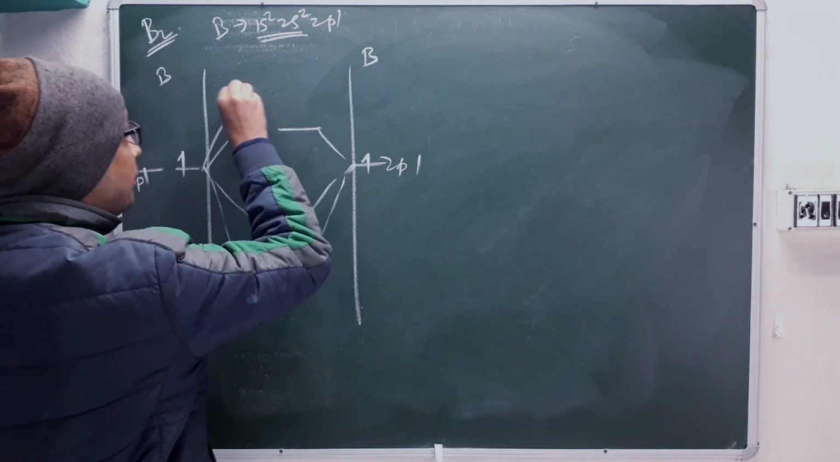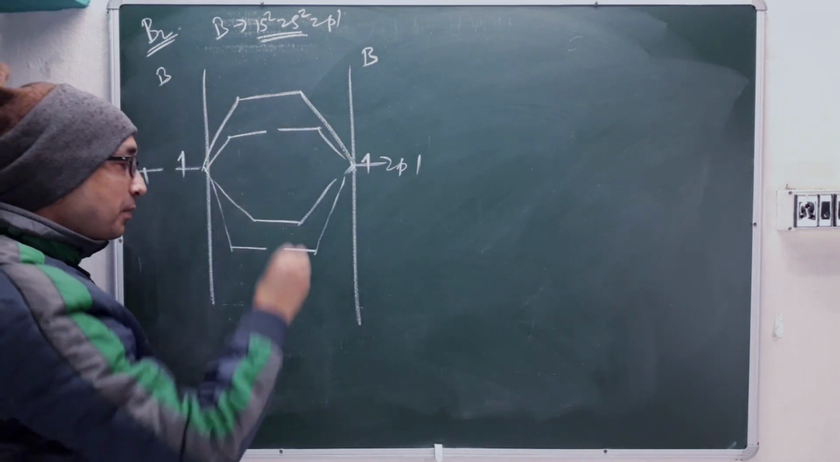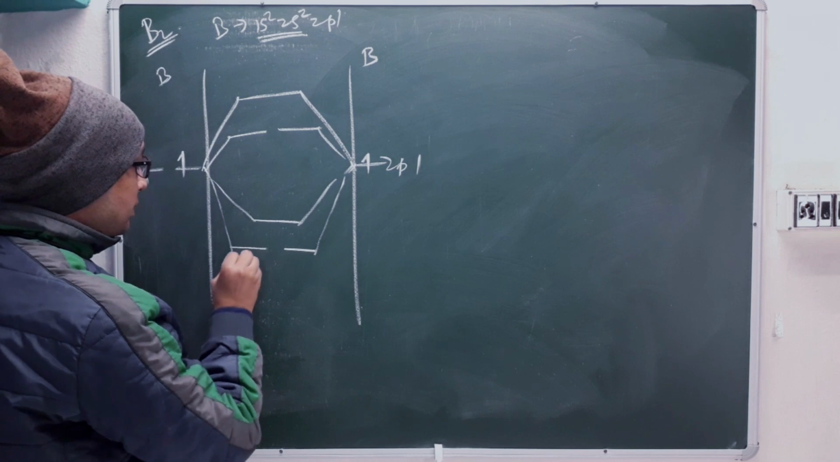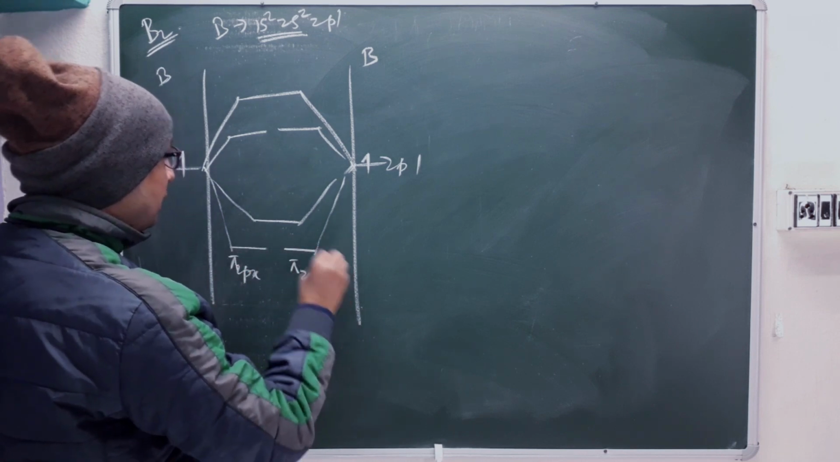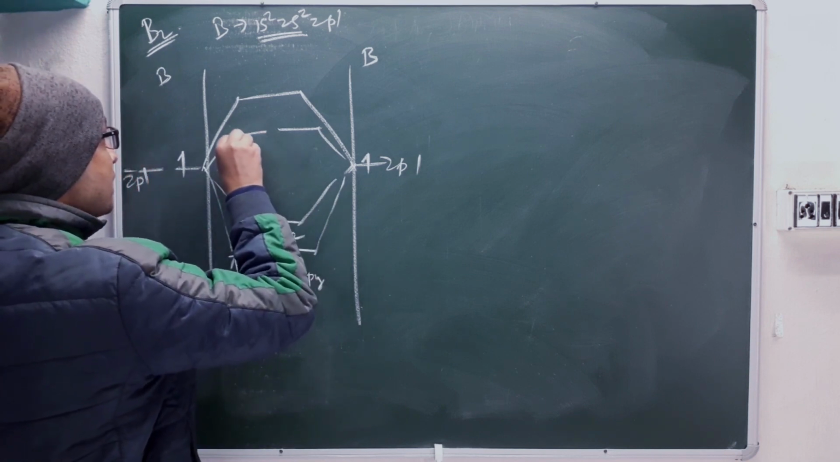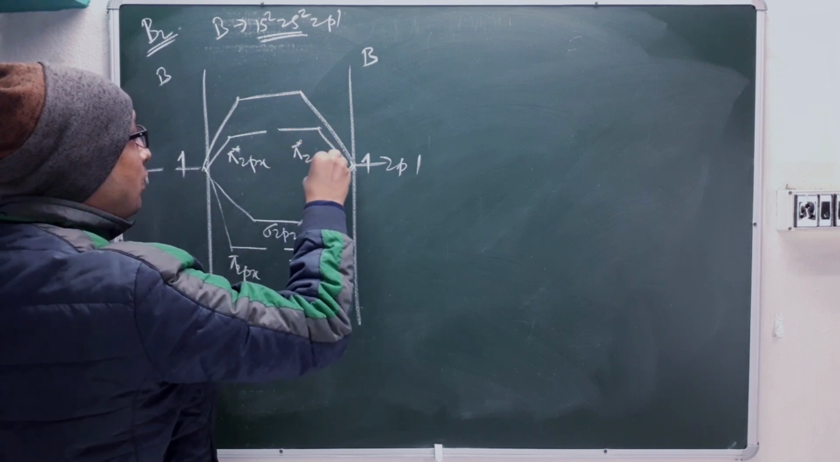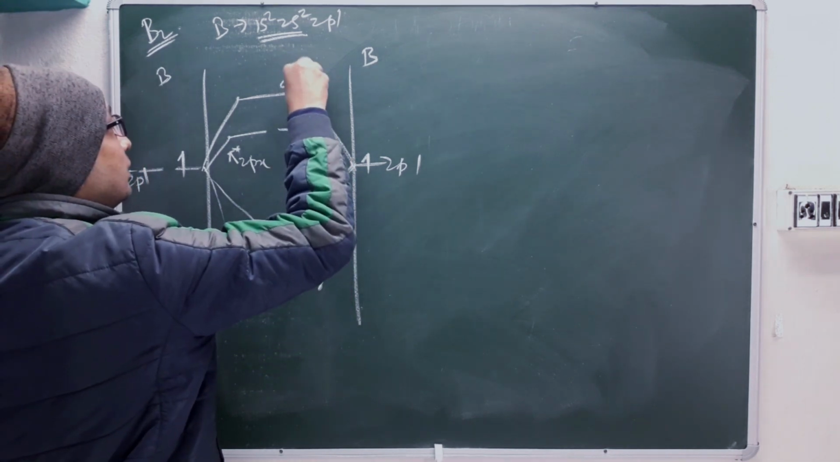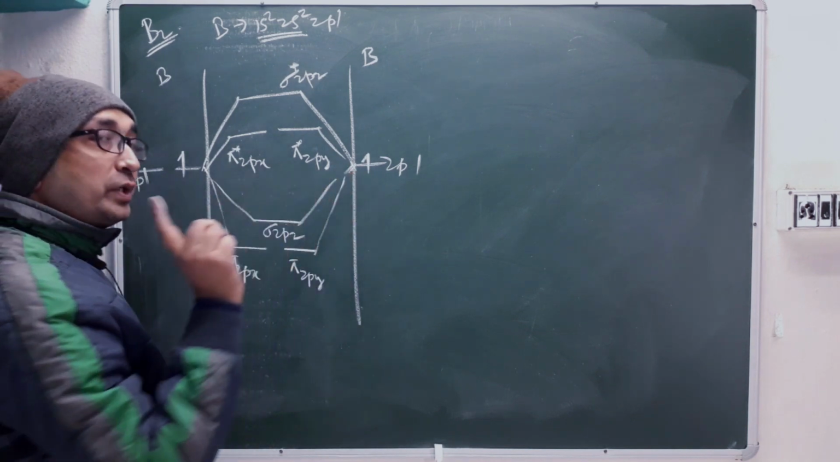Upper side there won't be any change. Upper side, pi star will come first, then sigma. So how are you going to name it? Pi 2px, here it will be pi 2py, here it will be sigma 2pz. This one pi star 2px, this will be pi star 2py, this will be sigma star 2pz. Correct? So now you have two electrons.